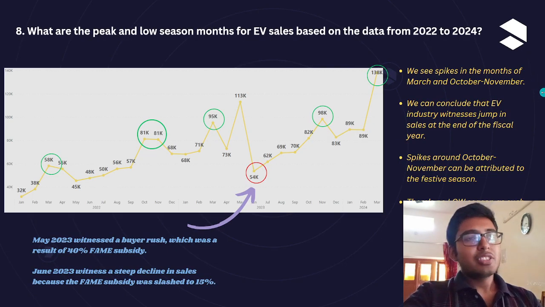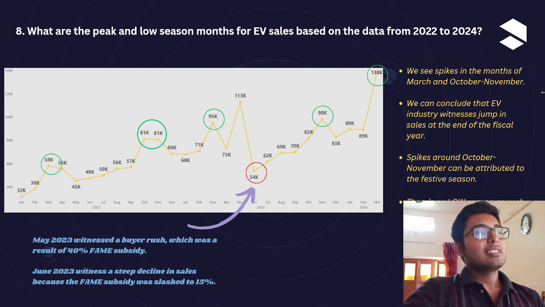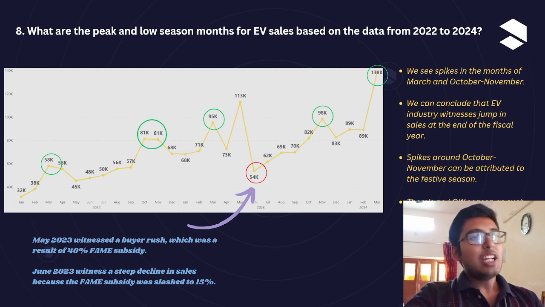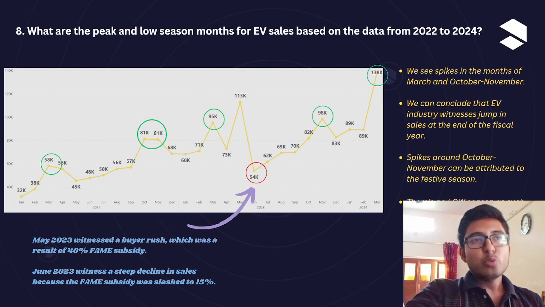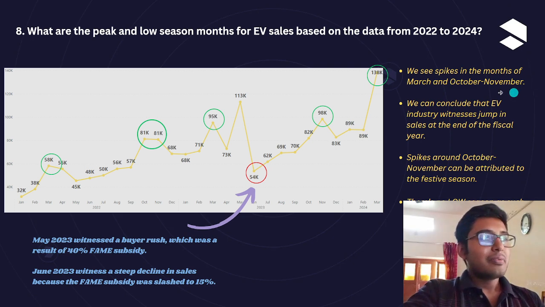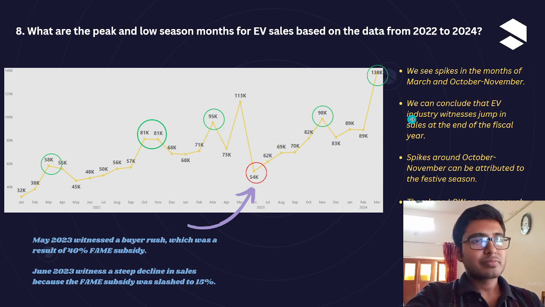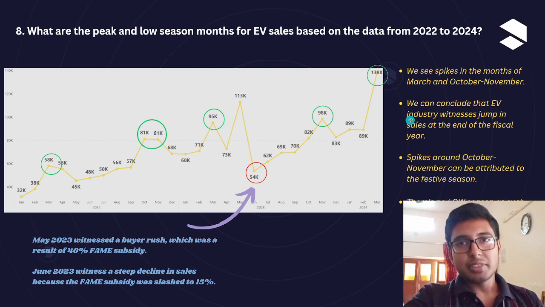Moving on to the next question, they ask us to identify the peak and low season months for EV sales based on the data from 2022 to 2024. I have this line chart here which gives us the sales trend, and we can see spikes twice a year. Firstly during March, and secondly around October, November.